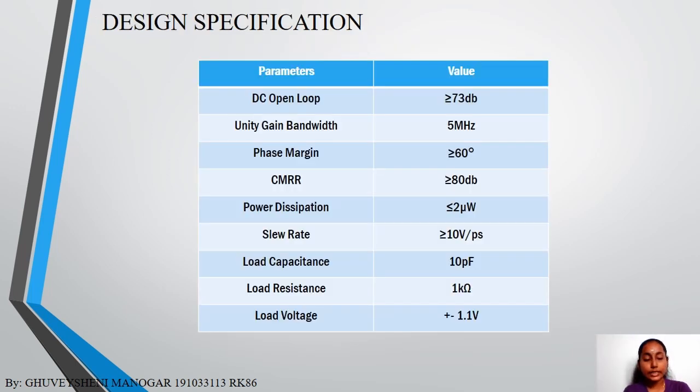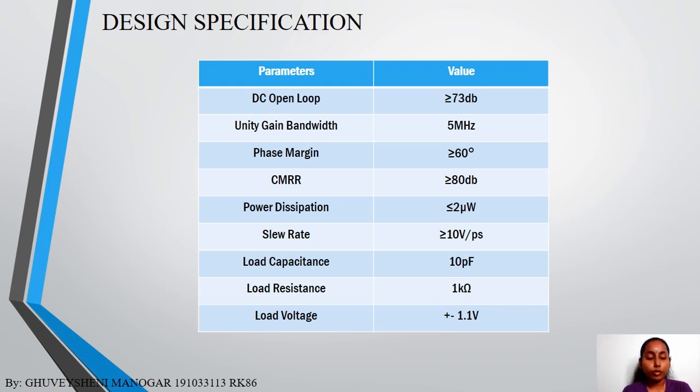Design specification. DC open loop gain is more than 73 dB, where the current is in open loop, it has no control over output value. Unity gain bandwidth is 5 MHz, where it is the frequency of the input signal. Phase margin is the amount of change in open loop phase needed to make a closed loop system unstable, and we use more than 60 degrees. The CMRR used is more than 80 dB. It's the ability of the device to reject common mode signals.